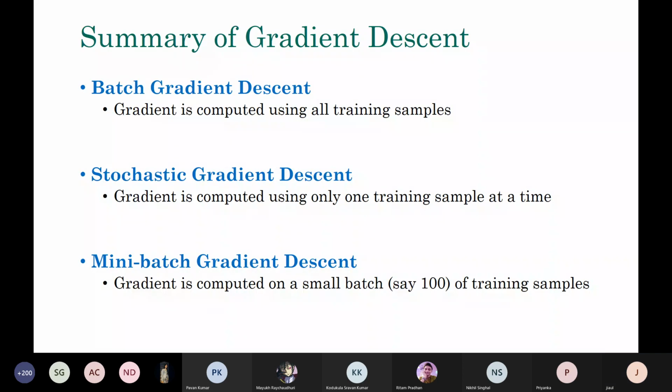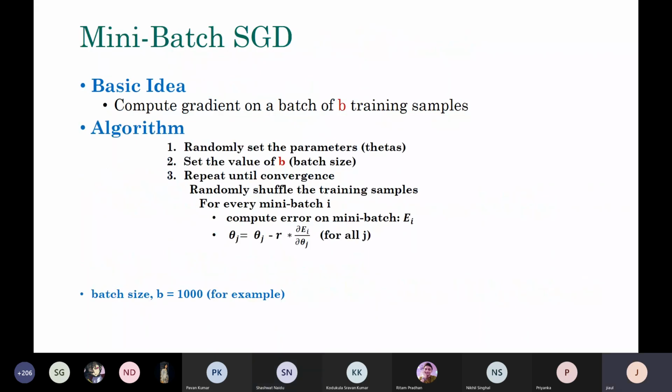Sir, for batch gradient descent and mini batch gradient descent, when we are updating the theta values, shouldn't it be theta j minus r by the size of that batch into the differentiation? This one, you mean this expression, the old theta j minus r into this del Ei del theta j, that's what you are referring to? Yes, sir. Shouldn't it be r by b, the b value?